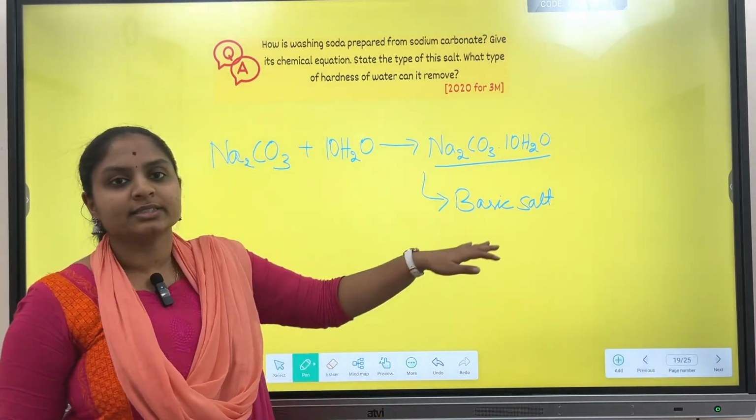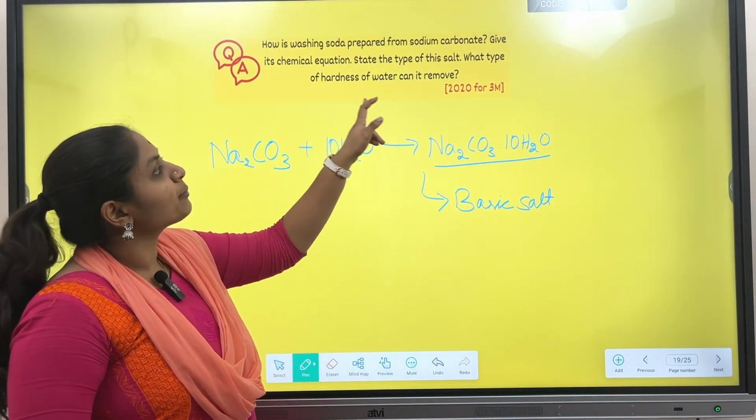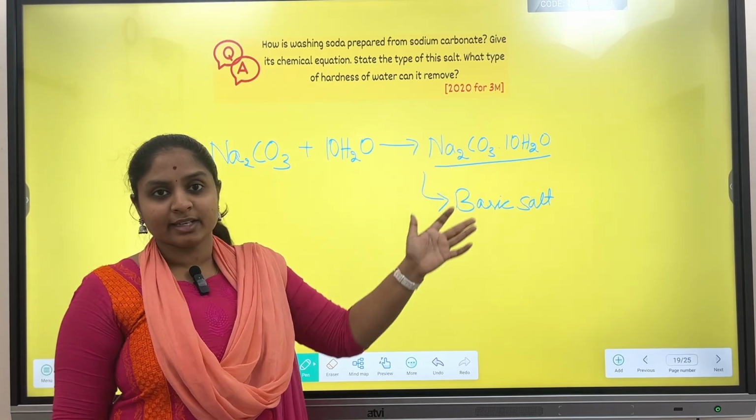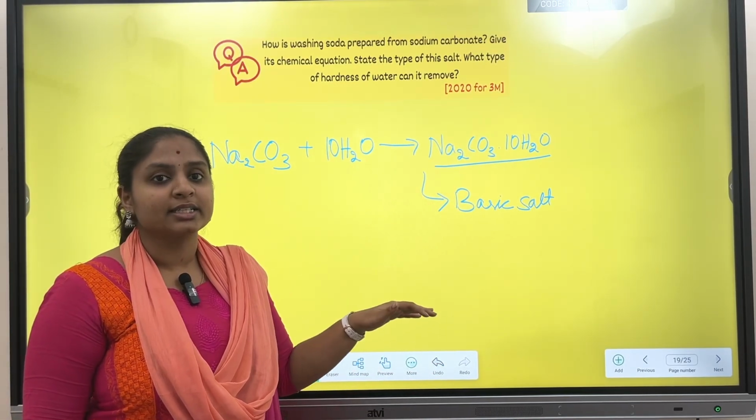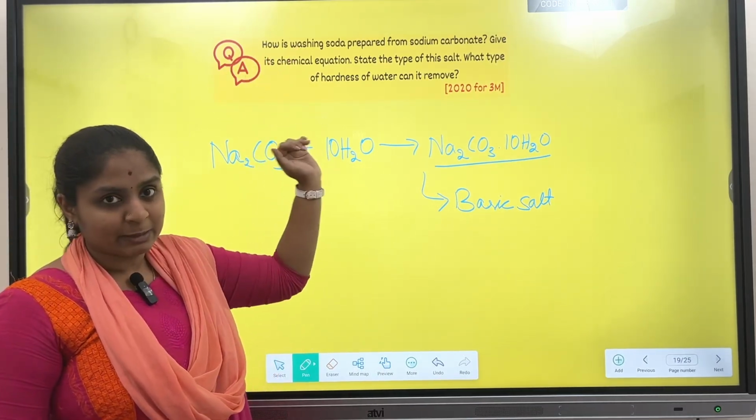So washing soda is a basic salt. What type of hardness of water can it remove? The applications of washing soda: it can remove permanent hardness. So answer part by part.